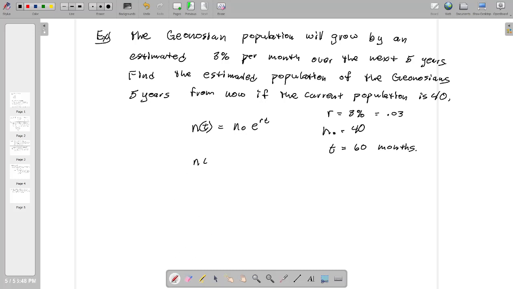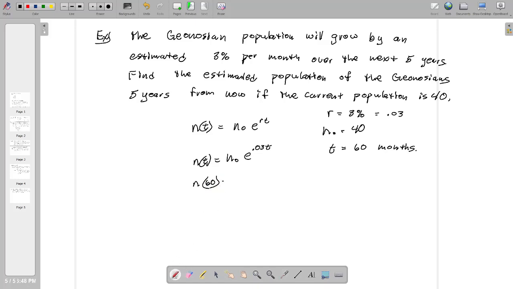So here we have N of t is going to equal N sub 0 e to the 0.03t, and then we're looking for N of 60, because 60 months is 5 years. Our N sub 0 is 40. We have 40 e to the 0.03 times 60, like this. And the estimated population after 60 months, or 5 years, is 242.